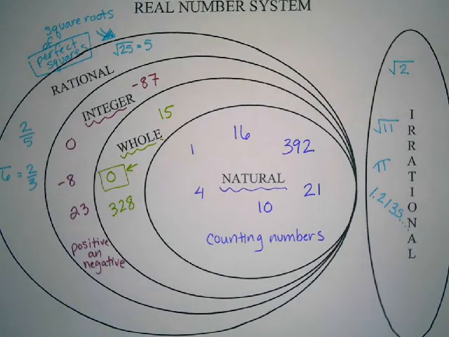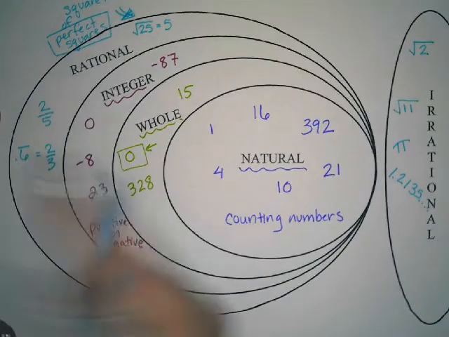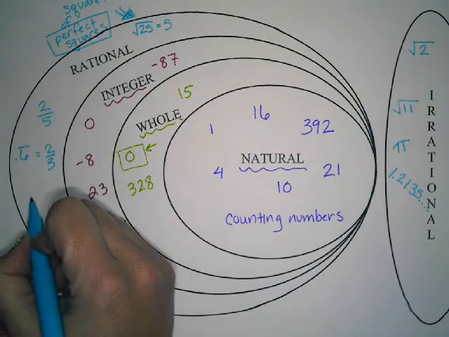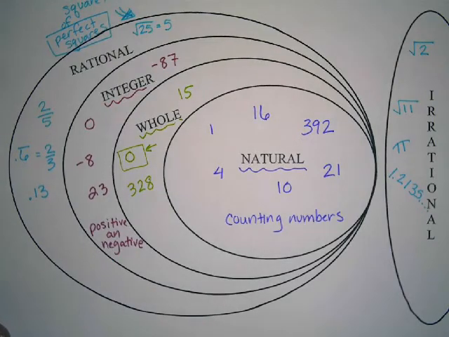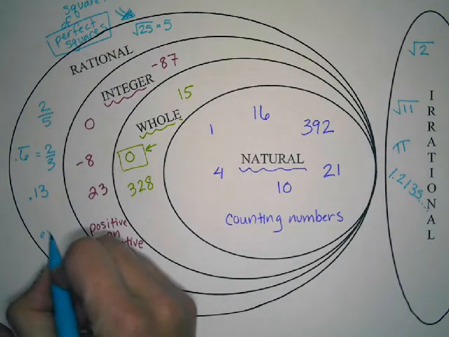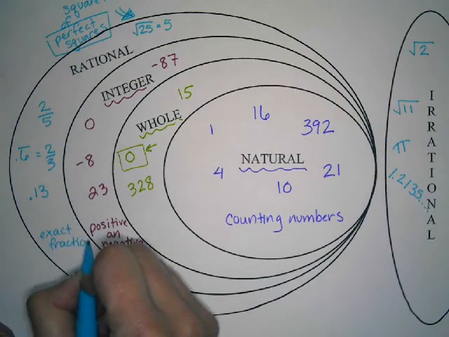We could have decimals over here that do end. So let's say we have 0.13. That would be a rational number because it has a terminating decimal, it ends. Okay, so these are exact fractions or decimals.